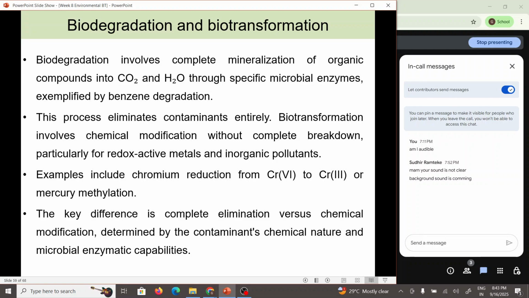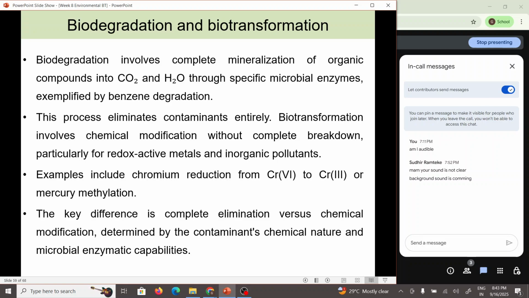So now coming to biodegradation and biotransformation. We have already seen that biodegradation involves complete mineralization into carbon dioxide and water. It completely eliminates the contaminants. So in the first slide we talked about elimination. Biodegradation is the process in which complete elimination happens, whereas biotransformation involves chemical modification without complete breakdown, particularly for redox active metals and inorganic pollutants. For example, chromium reduction from chromium 6+ to chromium 3+ oxidation state, or methylation of mercury.